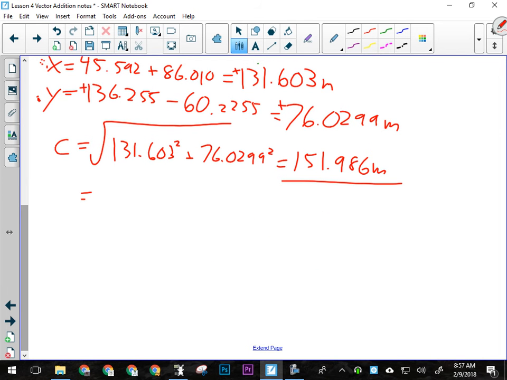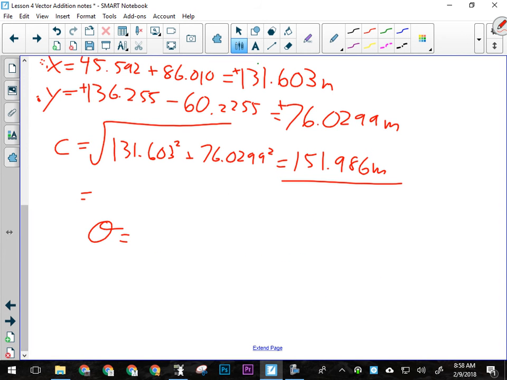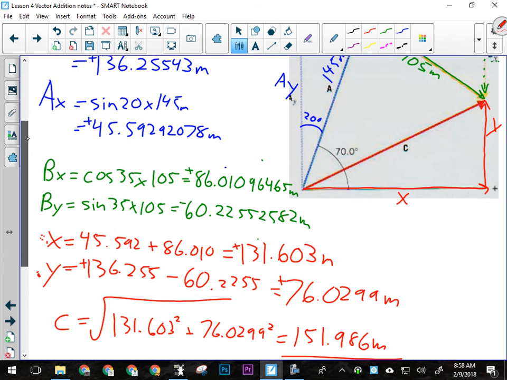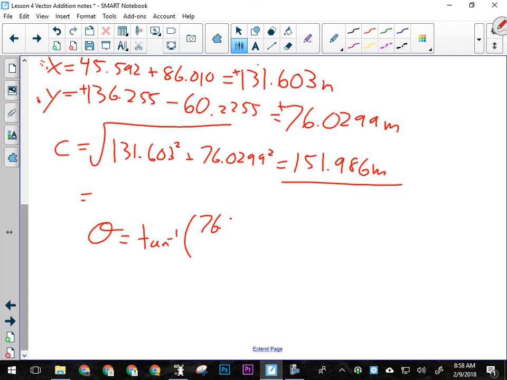Now, because this is a vector quantity, I also need to find what theta is. All right, well, I know all three sides of the triangle now. I could use whatever trig function I wanted to find that angle, and that is entirely up to you. Tan's my favorite, so I always use it. Okay. So I'm going to go tan to the minus 1 of my opposite side, which for me was the y, okay, because I'm looking for this angle here. So y is my opposite side. So I'm going to have 76.0299, okay, divided by 131.603, and that'll give me my angle.